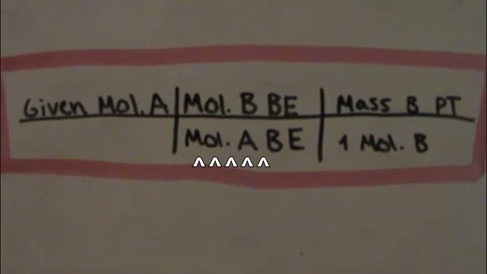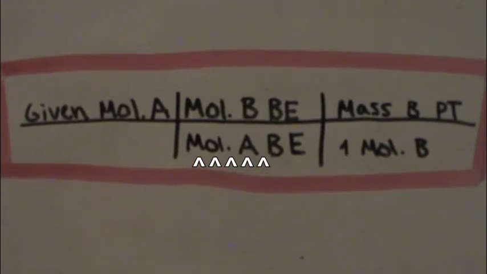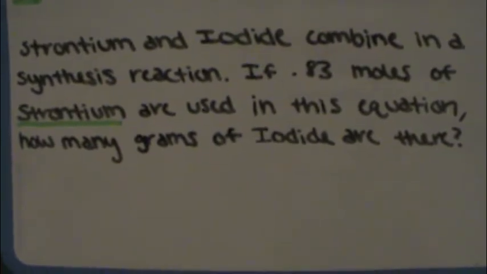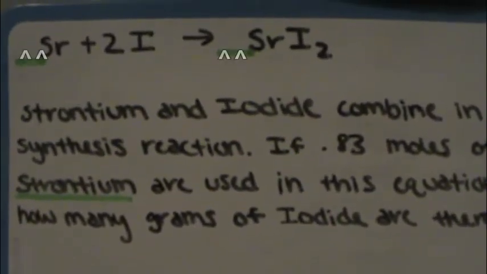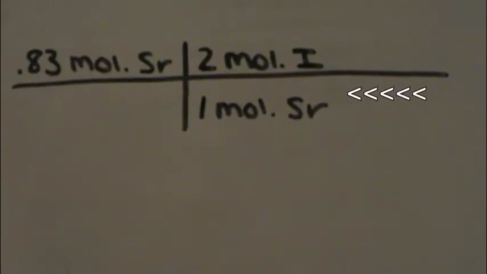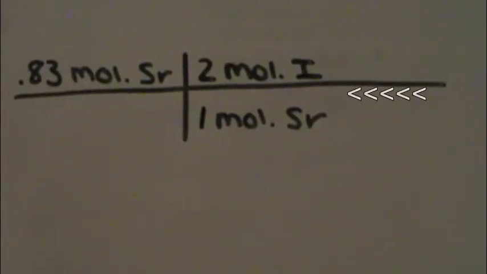Next, our chart says to put how many moles of A are in the balanced equation. Mole A is what we are given, which is strontium, and there are no numbers in front of Sr in the equation, which means you just write 1 mole Sr.